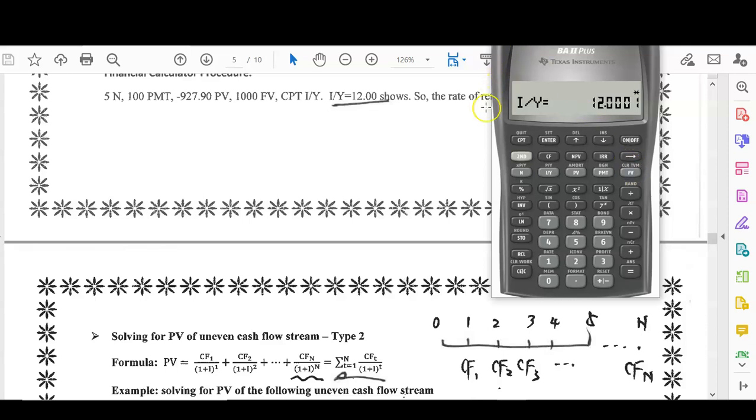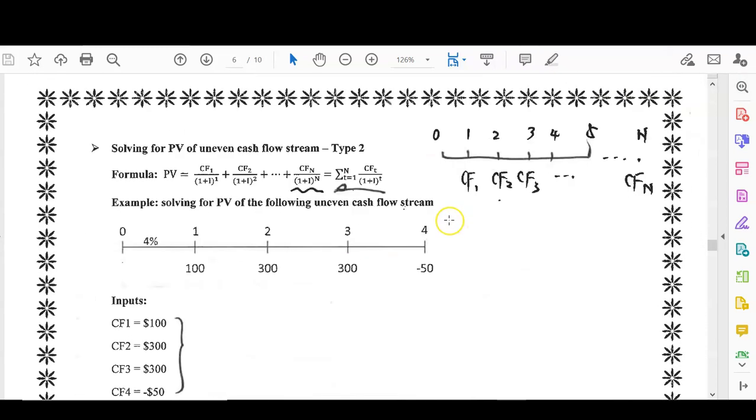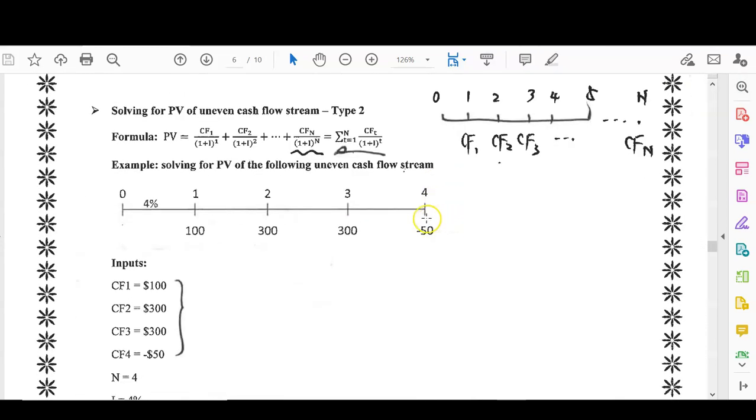Okay, let's go to the second type of uneven cash flow, which is more random. Okay, there's no pattern here, there's no lump sum, or there's no annuity here. What we see is just a lot of lump sums. Okay, it can be totally random. We can receive different amounts each time at different times.